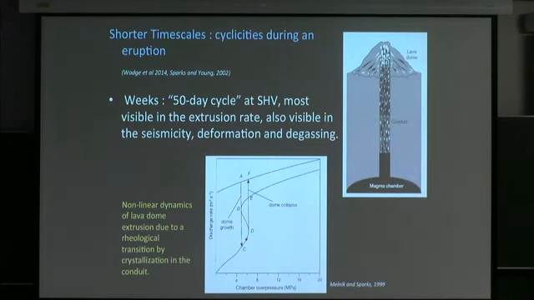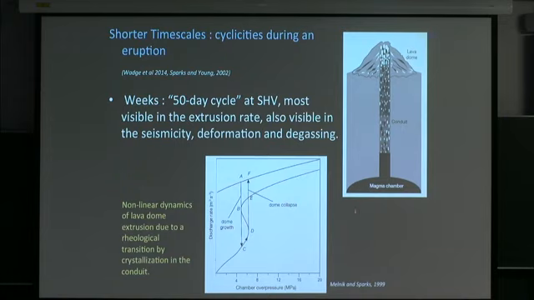Then you observe shorter periodicities. Here in Montserrat, you observe a periodicity of 50 days in the extrusion rate that is observed also in the seismicity and in the degassing record. This 50-day cycle has been explained by Melnick and Sparks in 1999 by the nonlinear dynamics of lava dome extrusion.